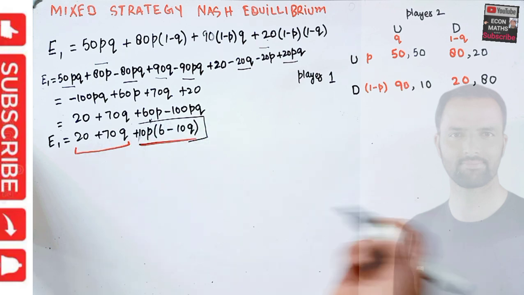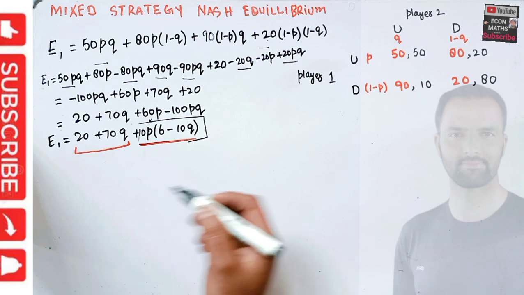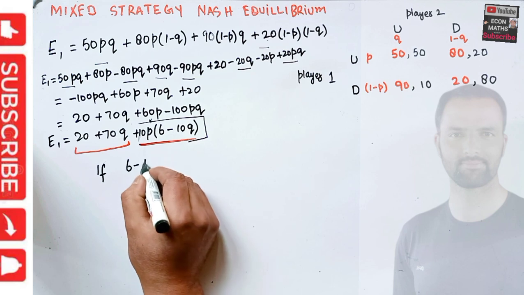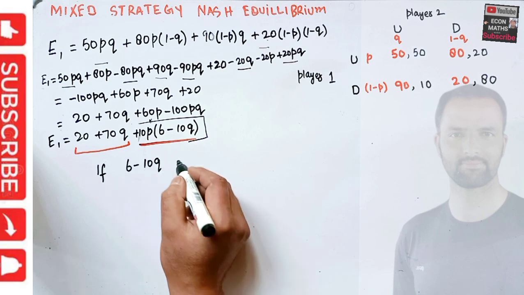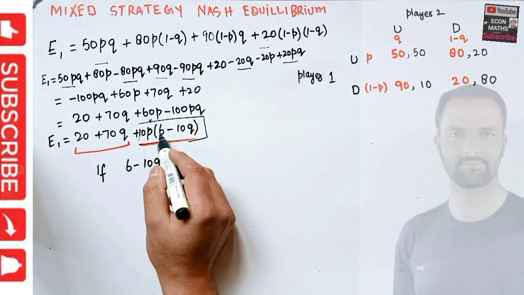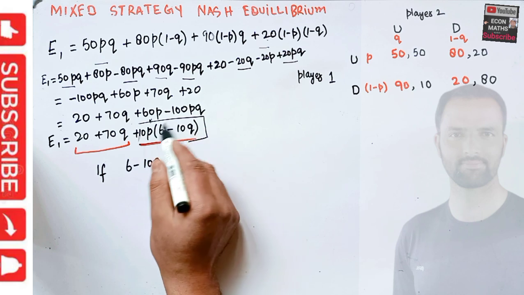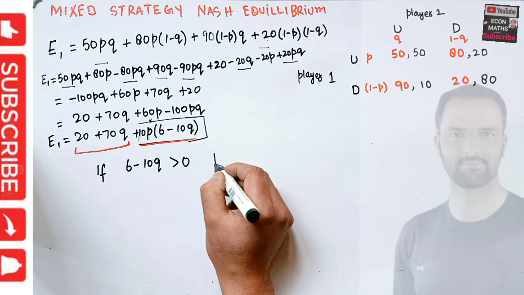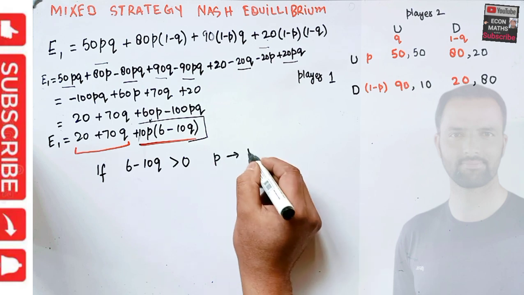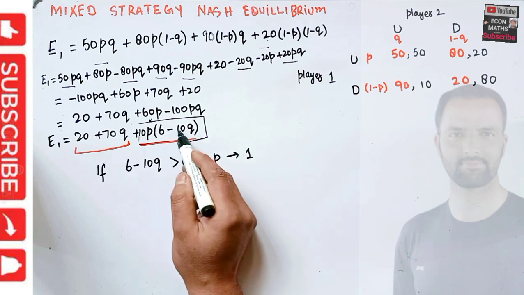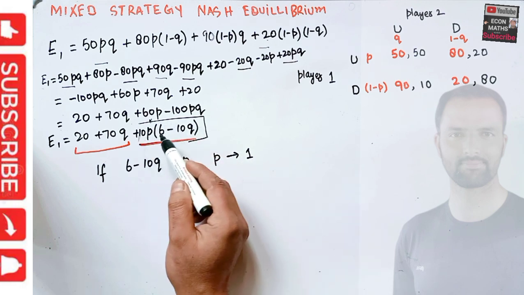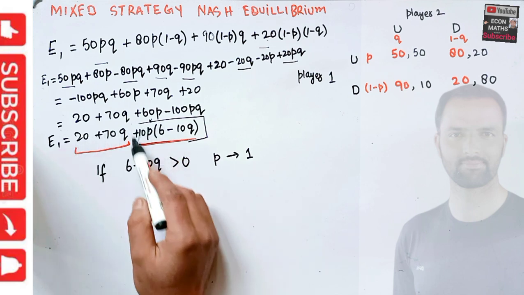Okay, now what will happen if this 6 minus 10q is greater than 0? If this thing comes out to be greater than 0, then obviously player 1 will choose P with probability 1, because if this thing is positive, and we have here probability 1, this whole will become positive. That means this expected payoff will increase.